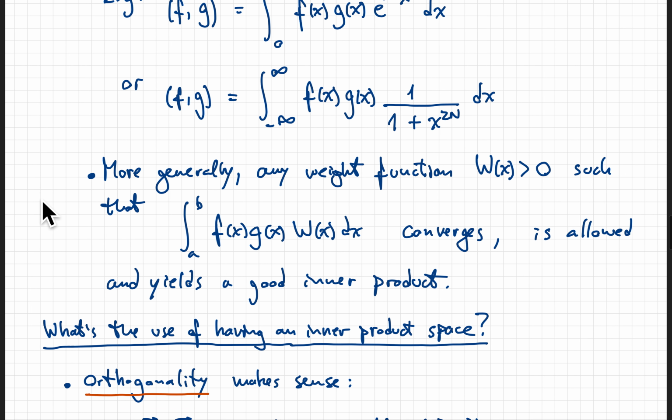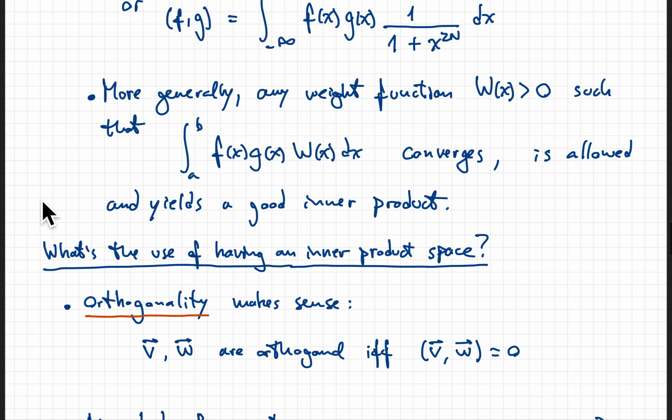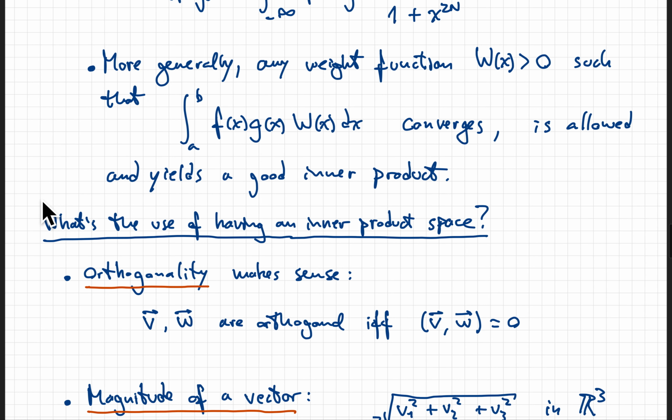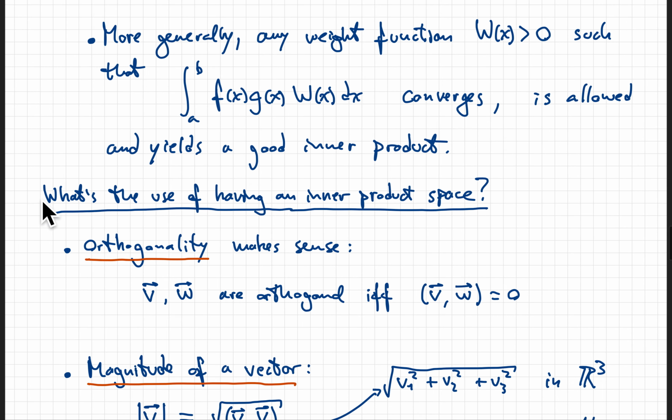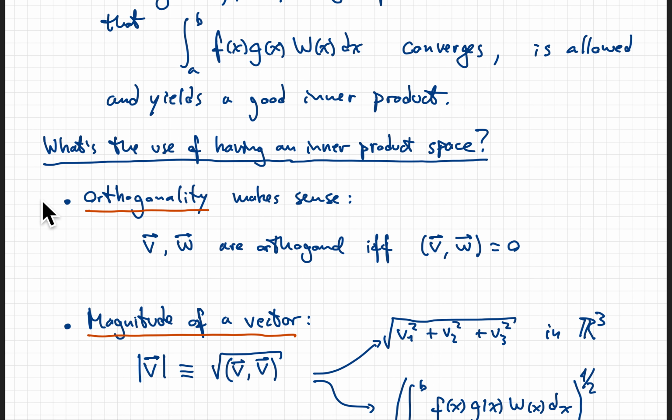So what's the use of having an inner product in a vector space and therefore having an inner product space? So there are a number of things that start to make sense if you define an inner product in your vector space. First of all, the idea of orthogonality, which we did not have before. Remember, when talking about a vector space, just a vector space, we have an idea of linear independence, but not orthogonality.